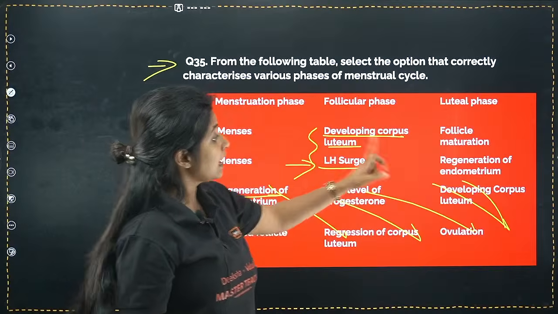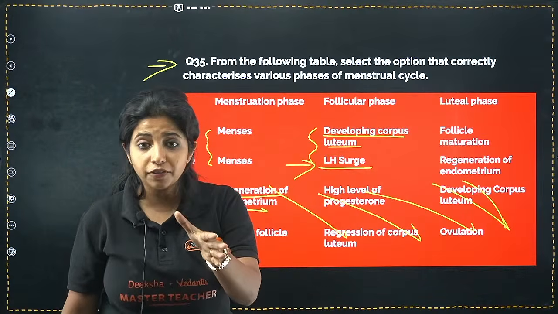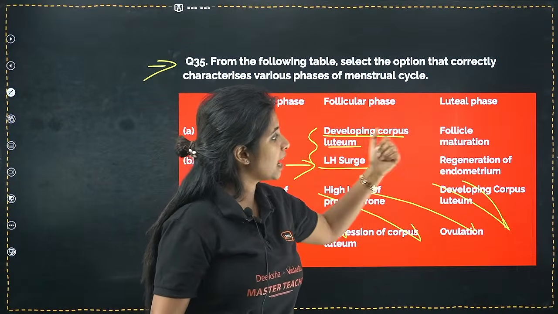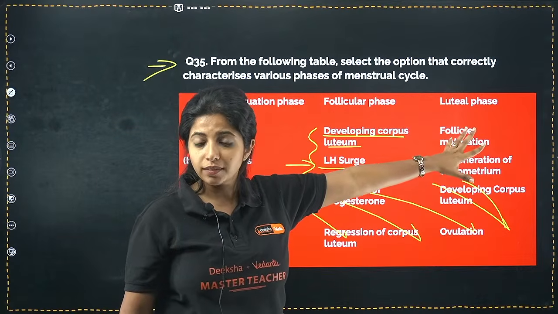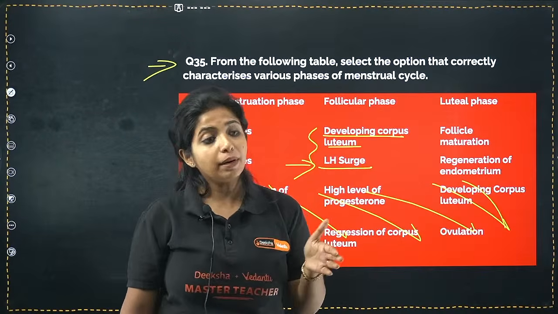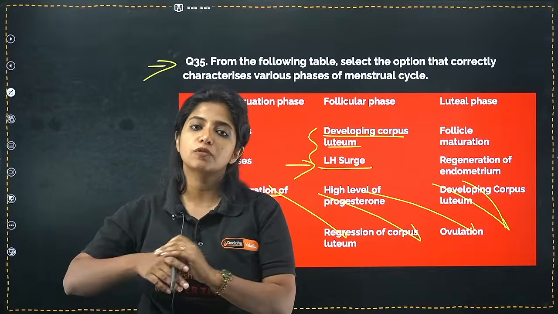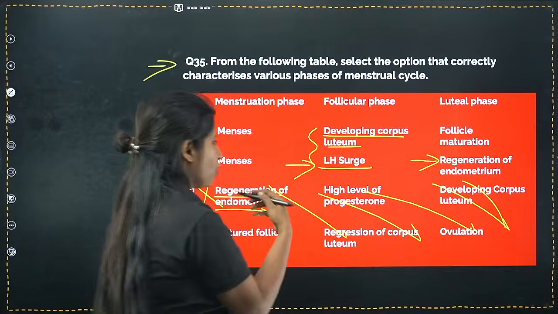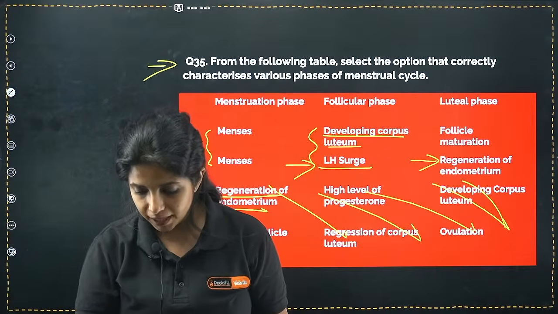Now, the next one, luteal phase, regeneration of endometrium. In the luteal phase, my dear children, you have two options again, follicle maturation and regeneration of endometrium. Follicle maturation happens in the follicular phase, not over here. Regeneration of endometrium actually happens in the follicular phase again, but here also in the luteal phase, under the influence of progesterone, it is going to get thickened. So if we have to choose one option, then it will be B.